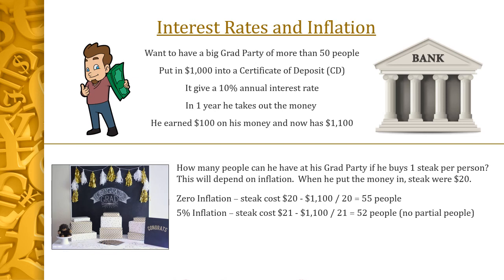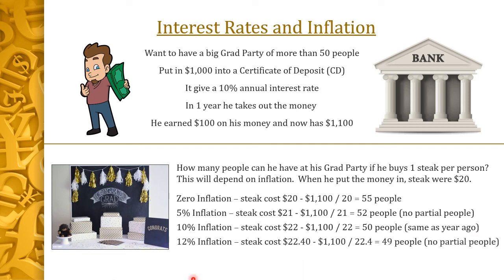What if inflation was maybe even a little bit higher? It had been 10% inflation. Well, now steaks are $22, and notice he can invite 50 people. Well, that's how many he could do before he started. 1,000 divided by $20 for the steaks is 50. So it's the same as a year ago. He basically was not ahead at all. In fact, if inflation had gone to 12%, which would be pretty high inflation, the steaks went to $22.40. Now he could only invite 49 people. He could actually have fewer people today than he could have before.